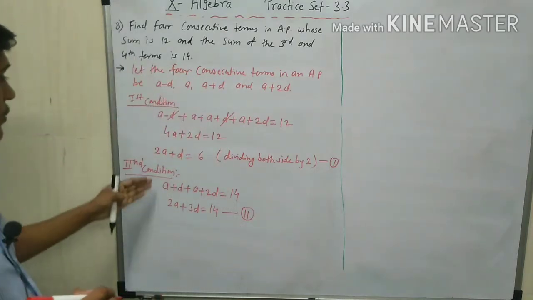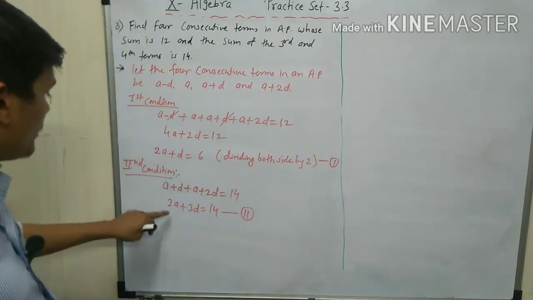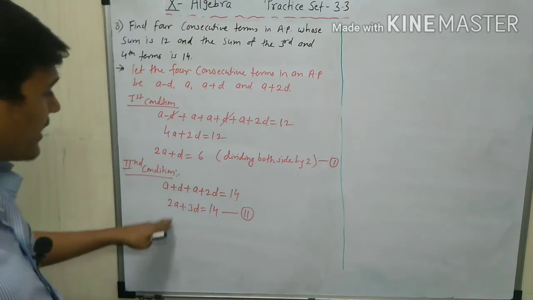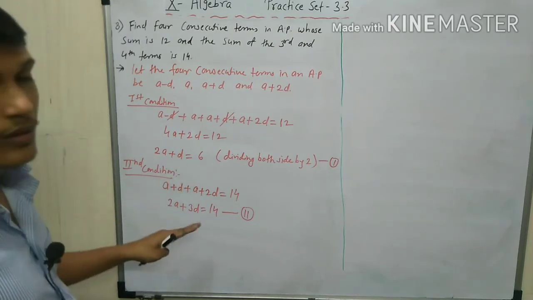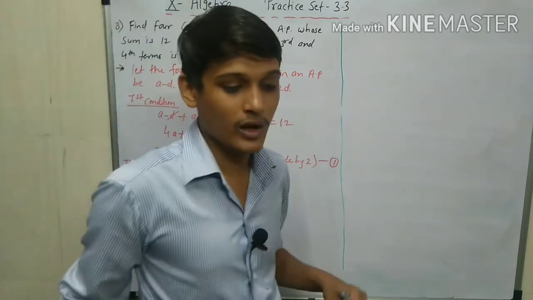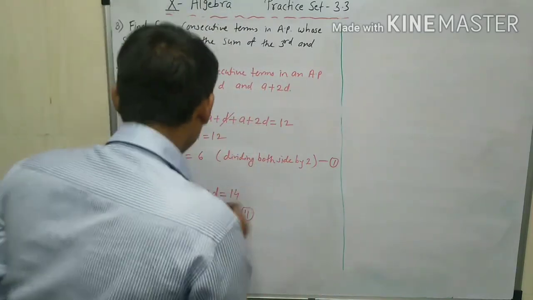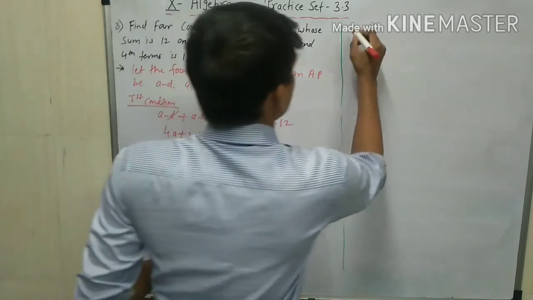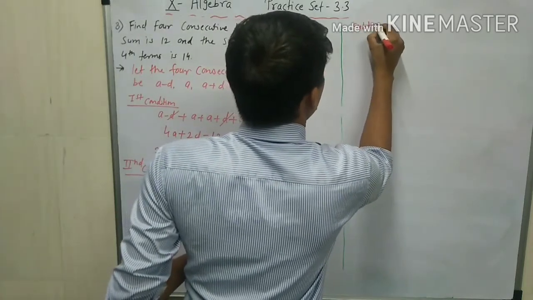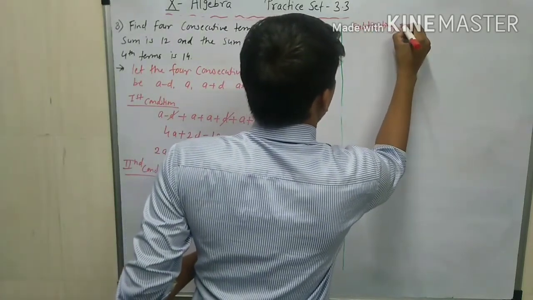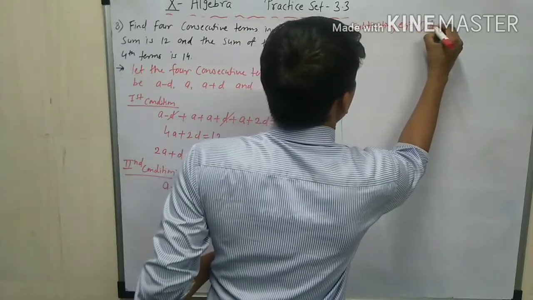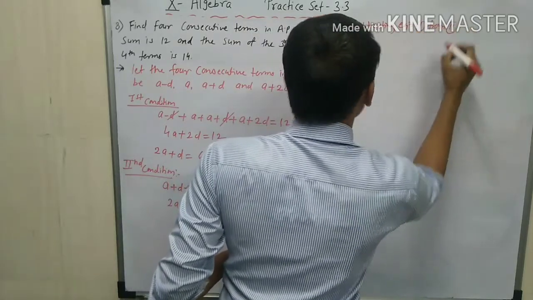Understood? Now look here, equation number 1, there is 2a. We subtract equation 1 from 2. Understood? Now we can write here subtracting equation 1 from 2.